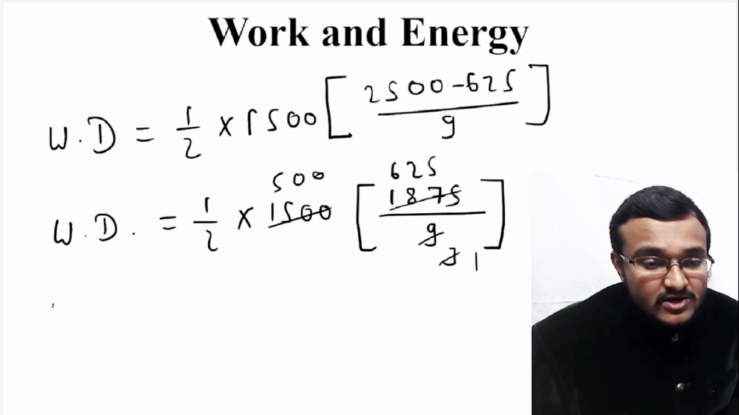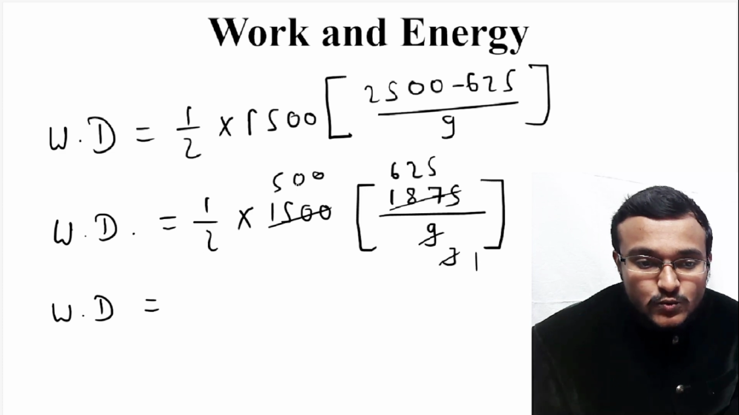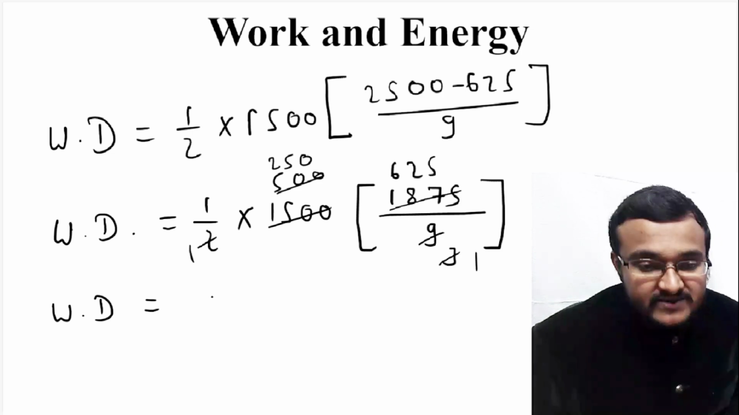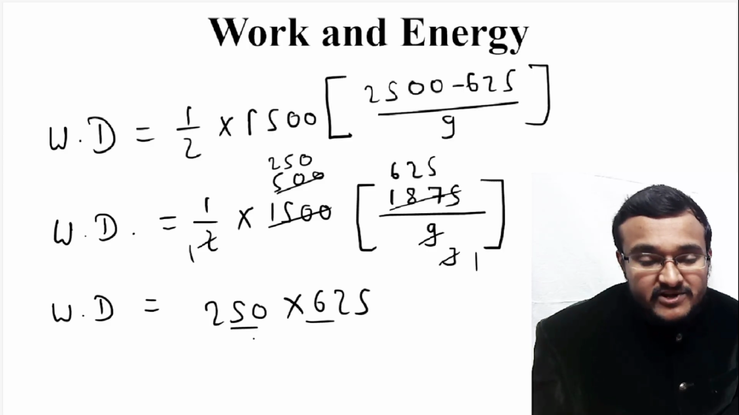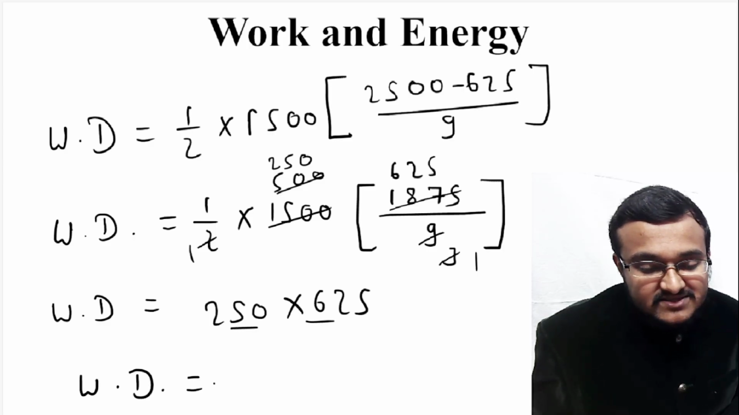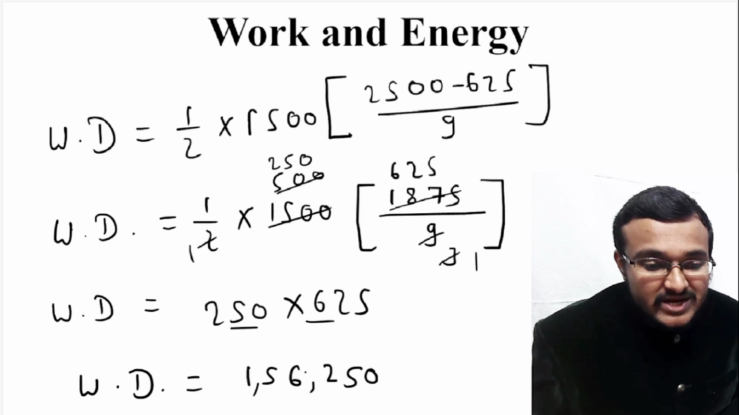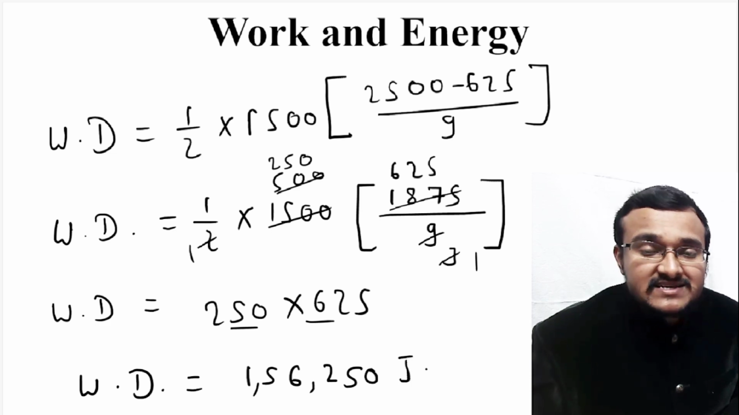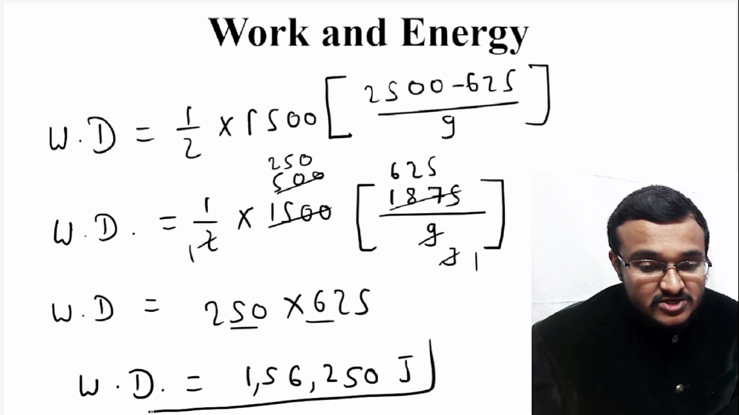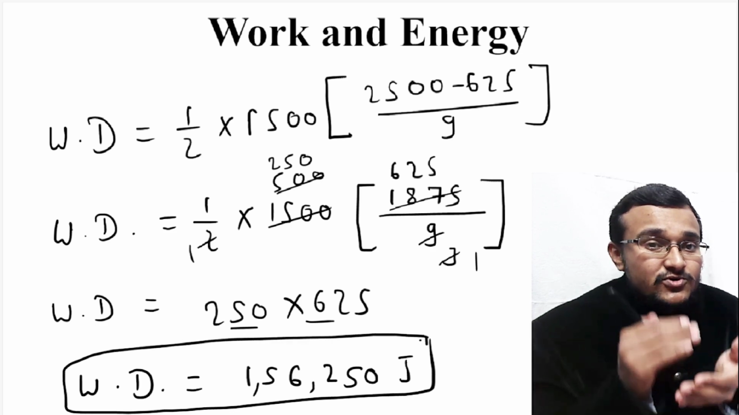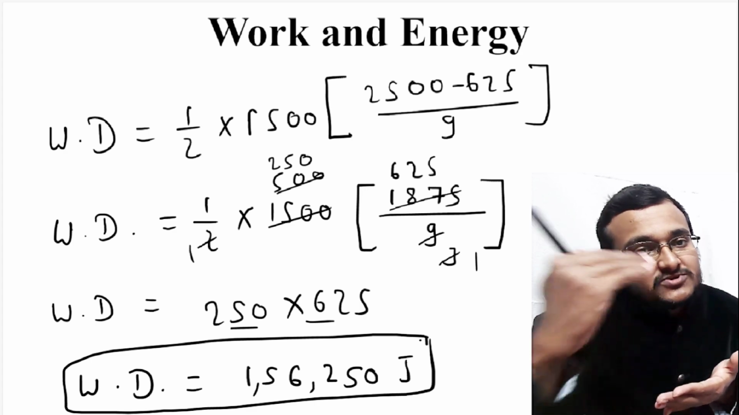So 625 is there. Work done is equal to, here 1500 and 2 are there. So 2 1s are 2, 2 2s are 4, 1 will be remaining, 10, 2 5s are 10, 1 0 is there. So 250. So 250 into 625 is there. So now when you multiply 250 with 625, you will get the answer as 156250. So that is 1,56,250. So work done SI unit is joules. So 1,56,250 joules is the work done in order to increase the speed of the car from 30 km per hour to 60 km per hour.